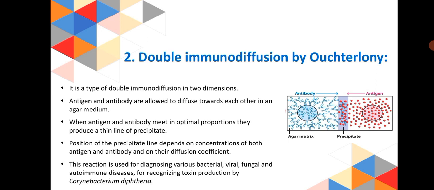Double immunodiffusion by Ouchterlony. It is a type of double immunodiffusion in two dimensions. Antigen and antibody are allowed to diffuse towards each other in an agar medium. When antigen and antibody meet in optimal proportion, they produce a thin line of precipitate. The position of the precipitate line depends on the concentration of both antigen and antibody and on the diffusion coefficient. This reaction is used for diagnosing various bacterial, viral, fungal, and autoimmune diseases, and also for recognizing toxin production by Corynebacterium diphtheriae.